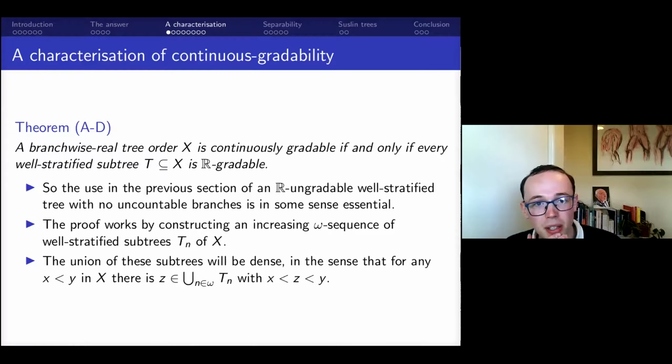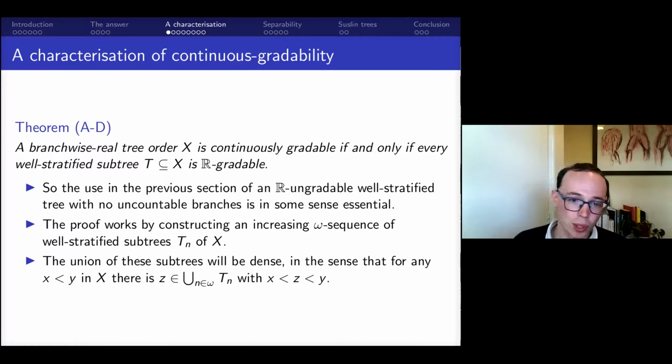So this means that the use in the previous section of this R-gradable well-stratified tree with no uncountable branches is in some sense essential, because whenever we have a branchwise-real tree order which is not continuously gradable, then it has to contain within it an R-gradable well-stratified tree with no uncountable branches.